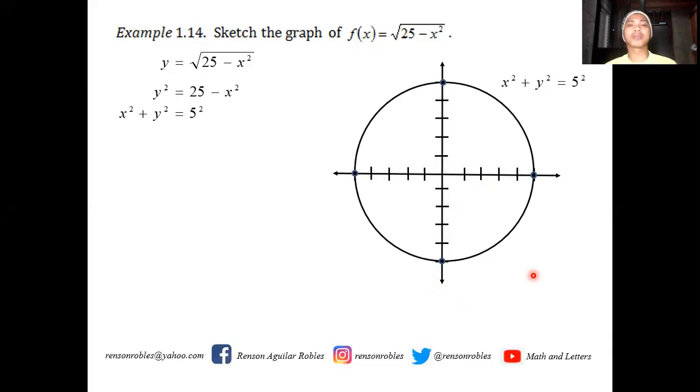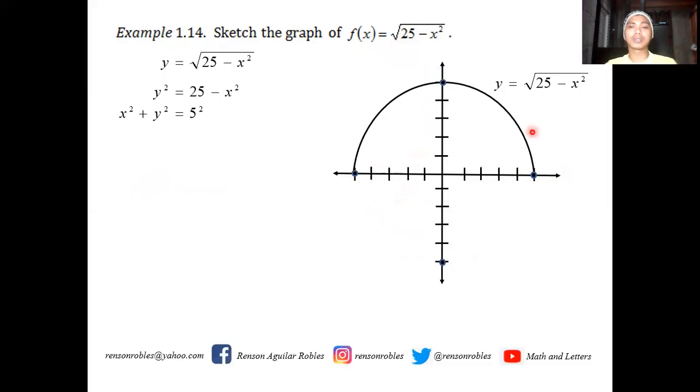However, what we are looking for is the function f of x equals the square root of 25 minus x squared. So we notice that the domain of this function is the closed interval negative 5 to 5, and the range is also negative 5 to 5. However, what we only need to look for is the function f of x equals the square root of 25 minus x squared. So the idea is I'll be dividing this into 2 semicircles. We have this, okay? So this is now your y equals the square root of 25 minus x squared.